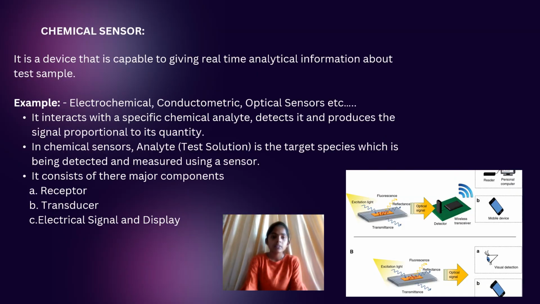Chemical sensor: it is a device that is capable of giving real-time analytical information about a test sample. Examples: electrochemical, conductometric, optical sensors, etc. It interacts with a specific chemical analyte, detects it and produces a signal proportional to its quantity. In a chemical sensor, the analyte is the target species which is being detected and measured using the sensor. Its major components are: receptor, transducer, electrical signal, and display.